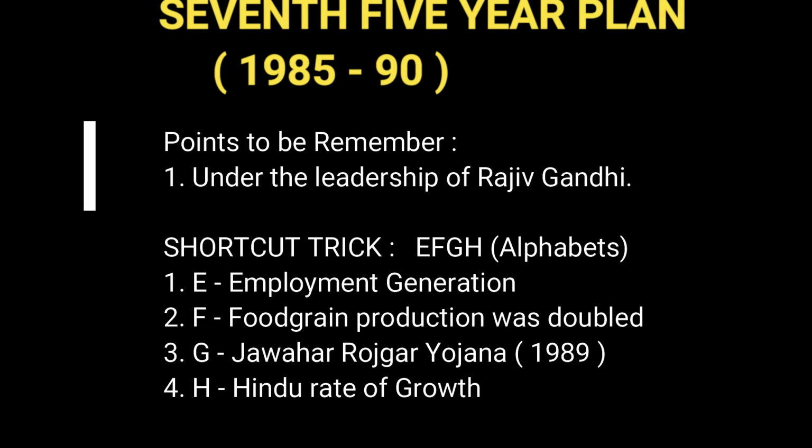Shortcut trick: EFGH alphabets. First, E for employment generation. Second, F for food grain production was doubled. Third, G for Jawahar Rojgar Yojana. Fourth, H for Hindu rate of growth.